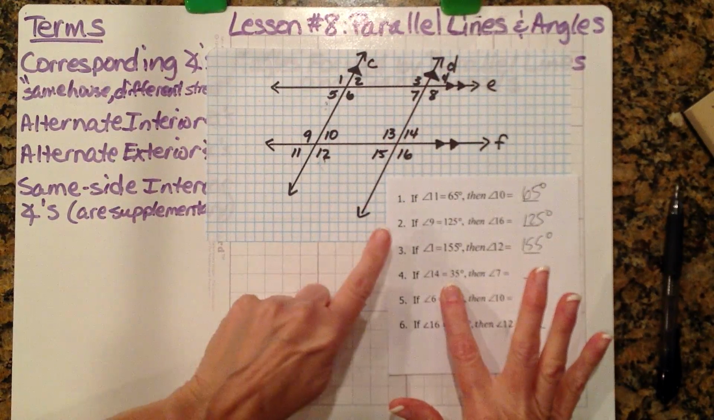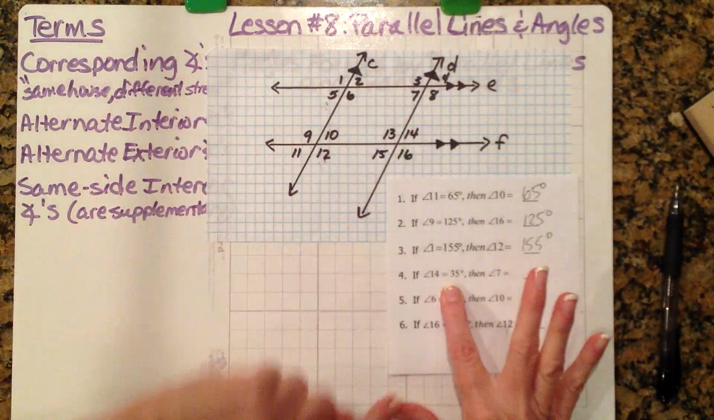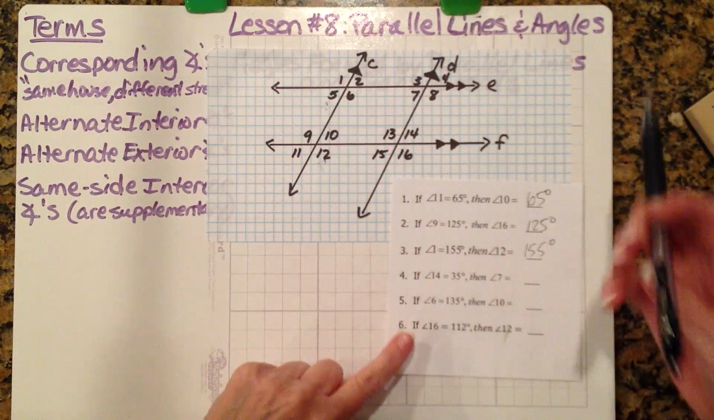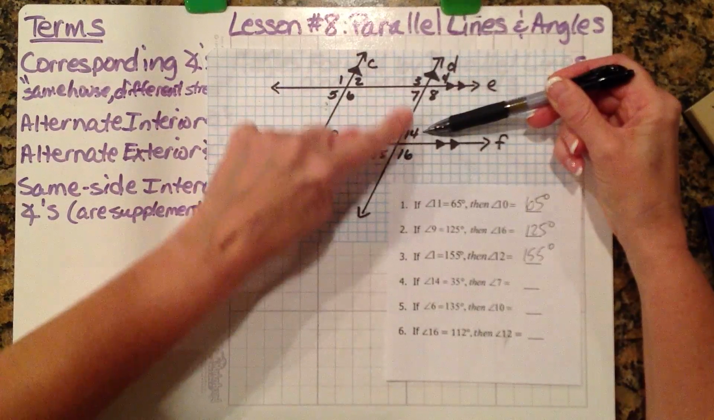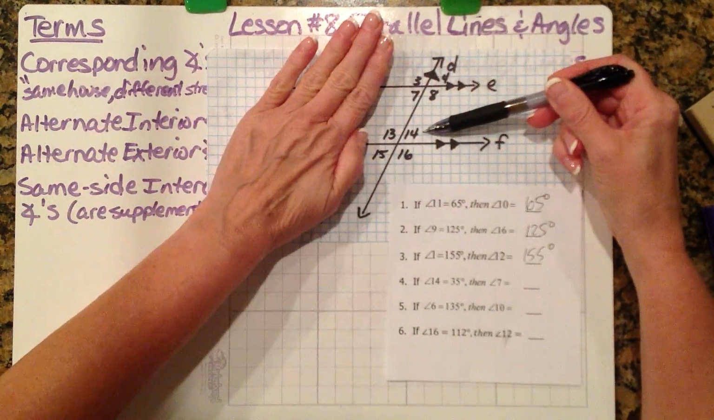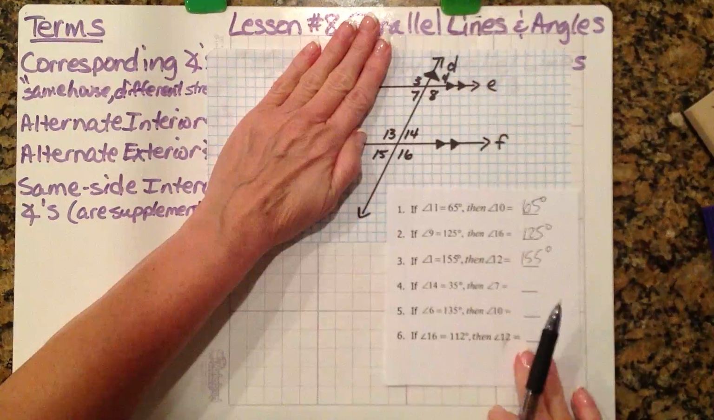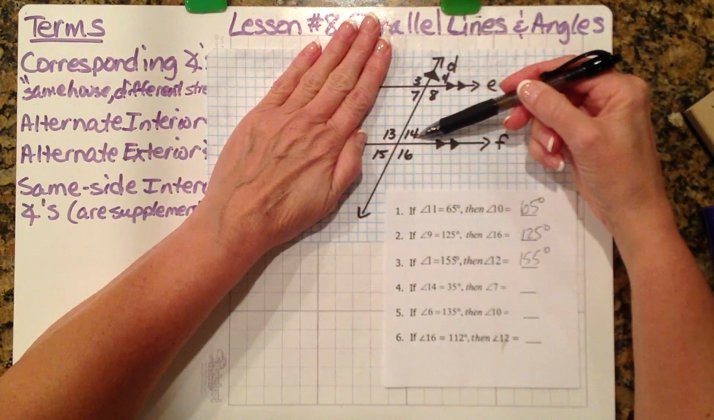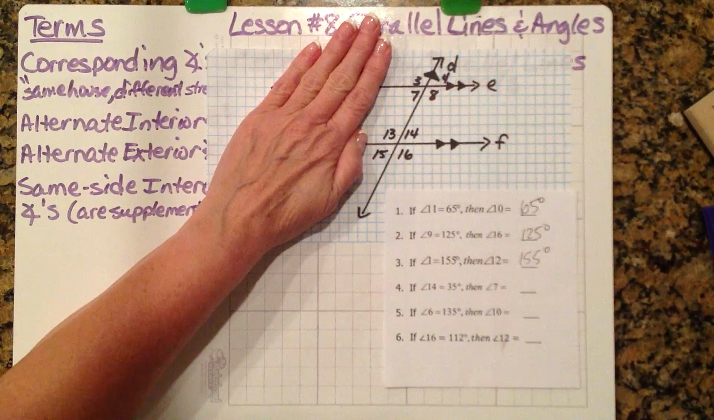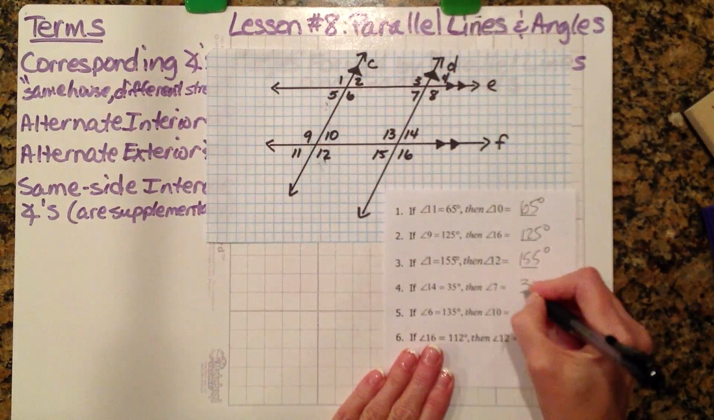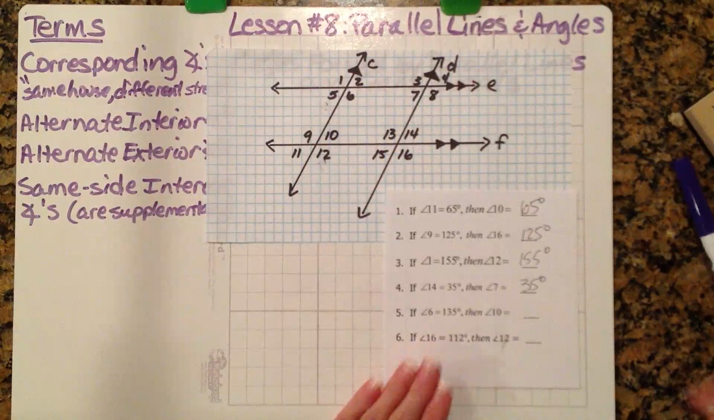If 14, let's see, where's 14? 14 is right here. If 14 is 35 degrees, then what is angle 7? Angle 7 is right here. I'm going to cover up this part of the diagram. We don't need to look at that. So if 14 and 7, those are alternate interior angles, and they're congruent. So angle 7 is 35 also.